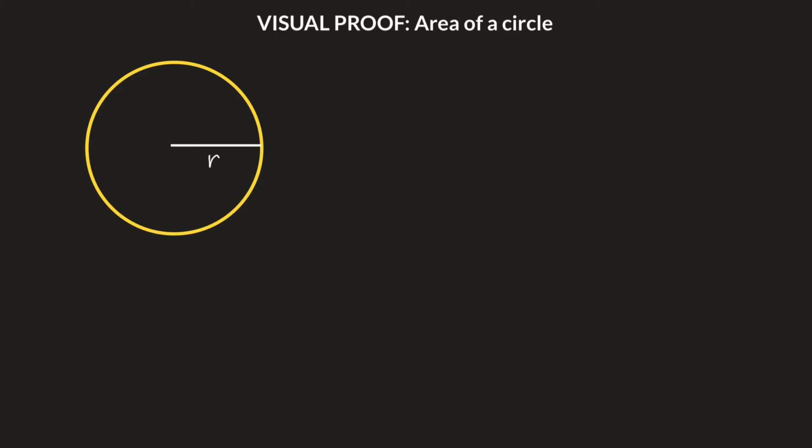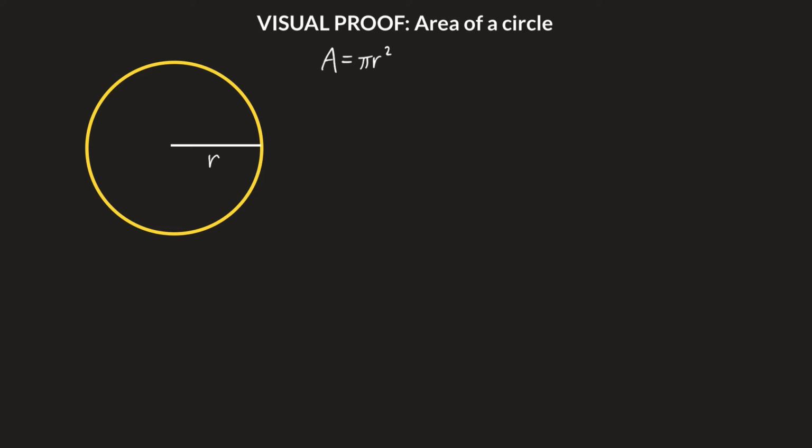Hi, today I'm going to show you a visual proof for finding an area of a circle. So most of you probably already know how to find the area of a circle, and that is this formula, pi r squared. But a lot of you are probably confused where this formula comes from, and this is what I'm going to show you through today's lesson.